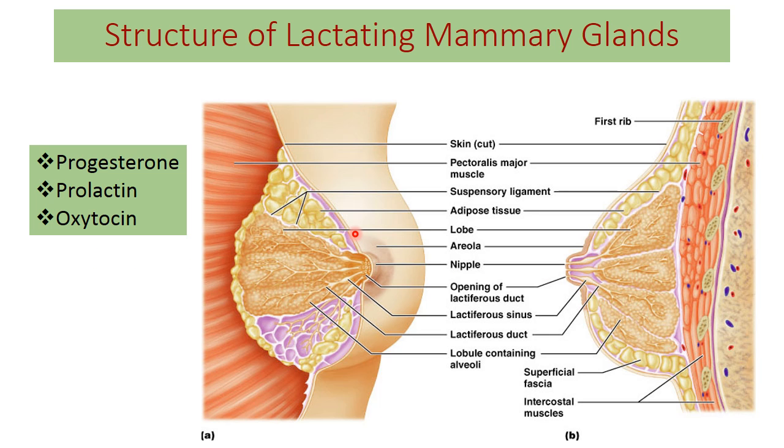In the pregnant female, the mammary glands will be stimulated to increase production of milk by both progesterone and the hormone prolactin. Prolactin is a hormone that's released from the anterior pituitary. Oxytocin is another hormone that is released by the posterior pituitary, and its function in the lactating mammary gland is to increase the ejection of milk from the nipple.